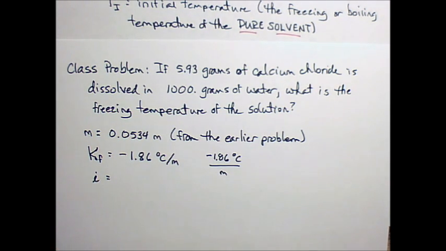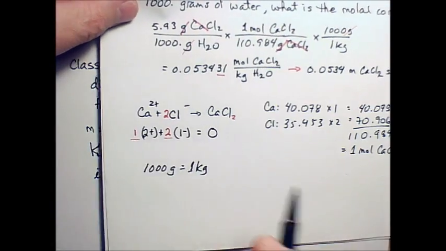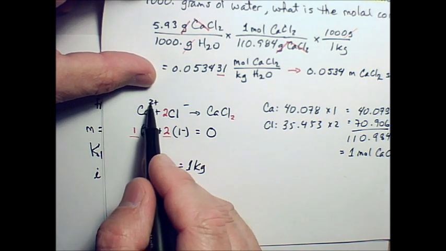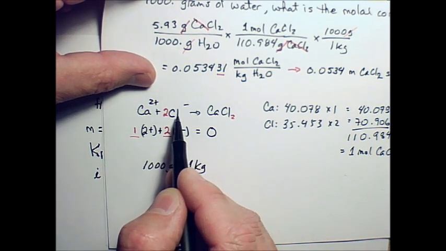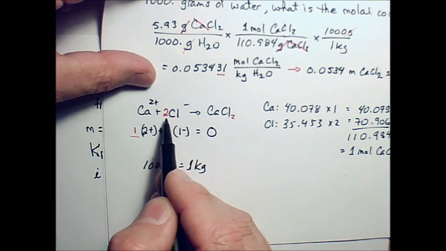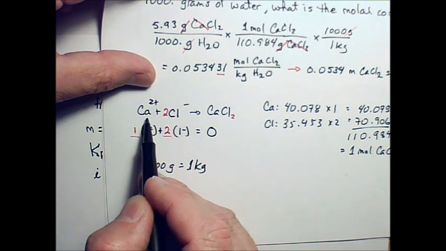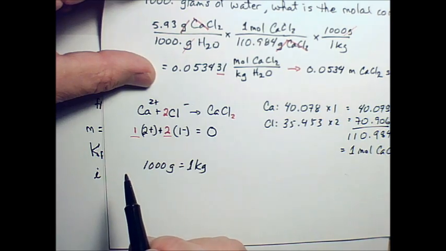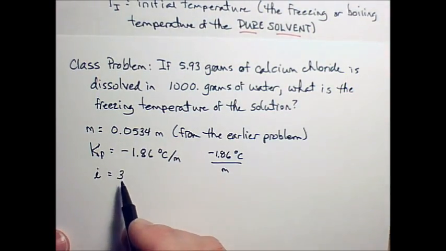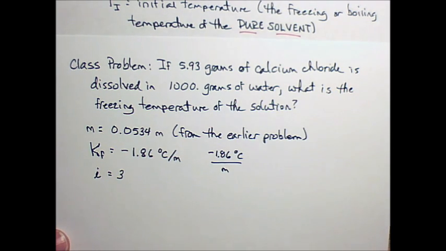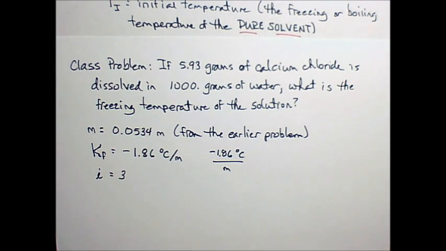Okay, we wrote the formula for calcium chloride earlier. We figured out that there was one calcium ion and 2 chloride ions. That's a total of 3 particles. So I here is 3, just the number 3. It's a counting number, doesn't need any units, okay?